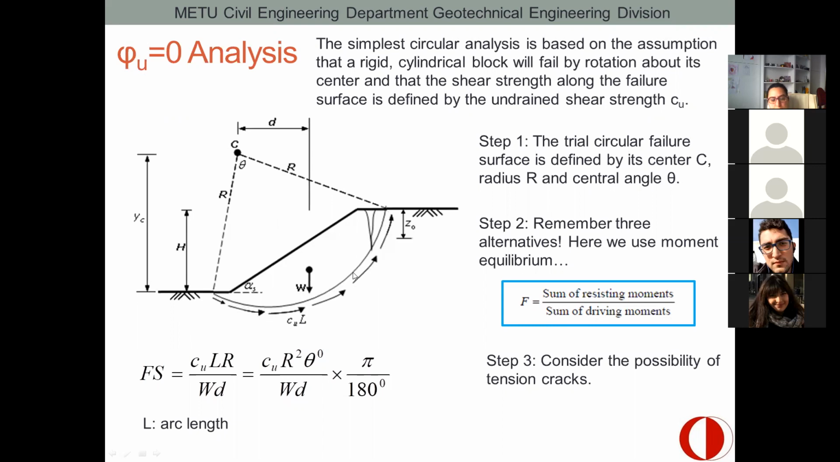All right. Hocam, is it easy to calculate the length of the arc? Yes, of course, because I know the radius. 2πR gives me the perimeter of the circle. Because I know theta over 360 will give me the length of the arc. So here, this L is your arc length. And again, you calculate it from the geometry. Cu times L is the force.